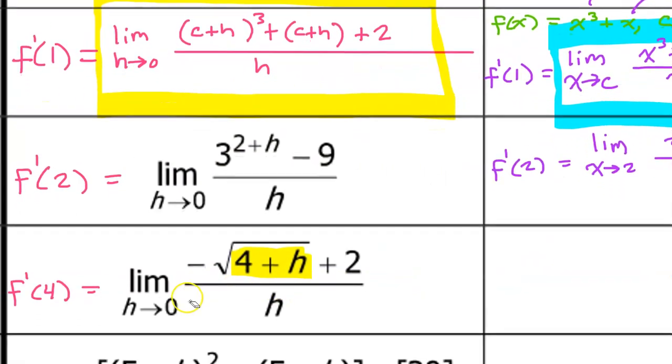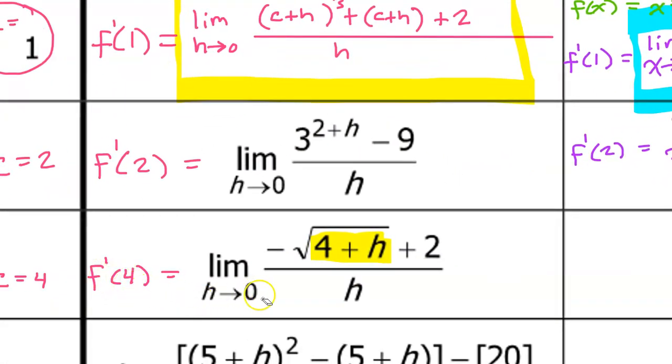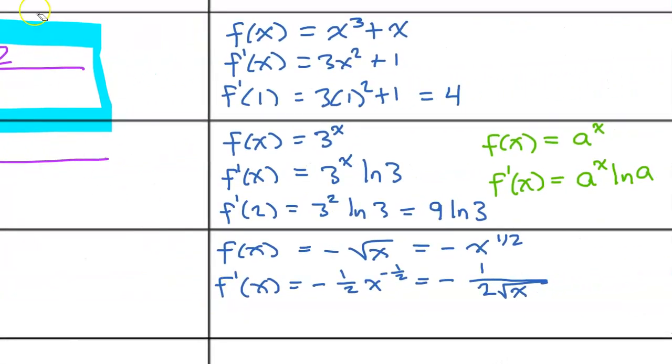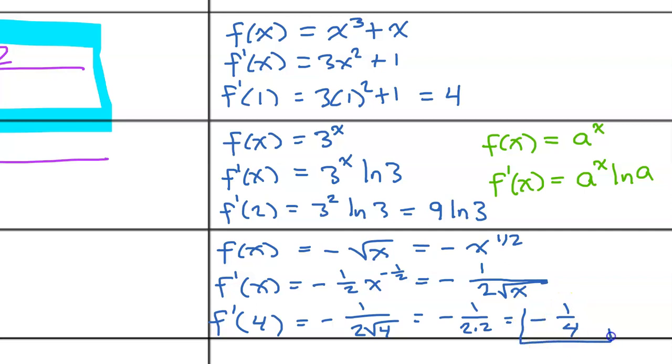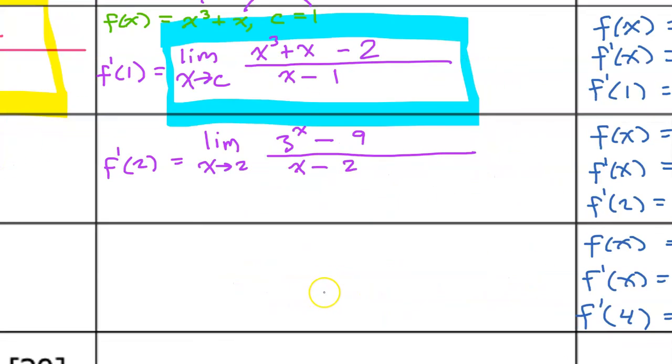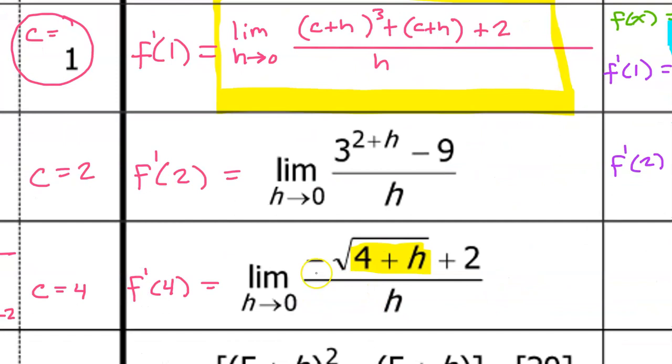We decided that this limit is the same thing as f prime at 4. So I need to evaluate this at 4. So I'm going to do f prime at 4, and I'm using this form right here. So this will be negative 1/2 times the square root of 4. So that will be negative 1/2 times 2, which is negative 1/4. So this is the easiest way to evaluate this limit.